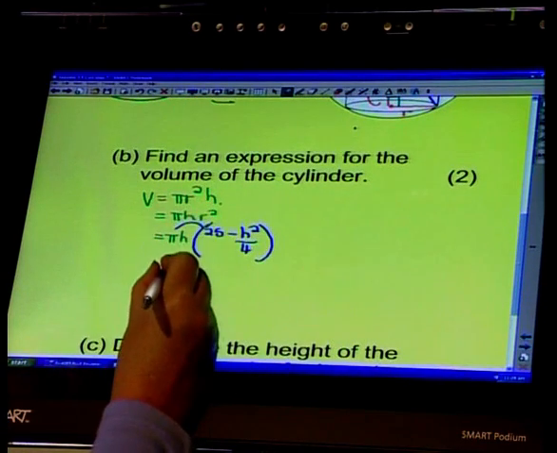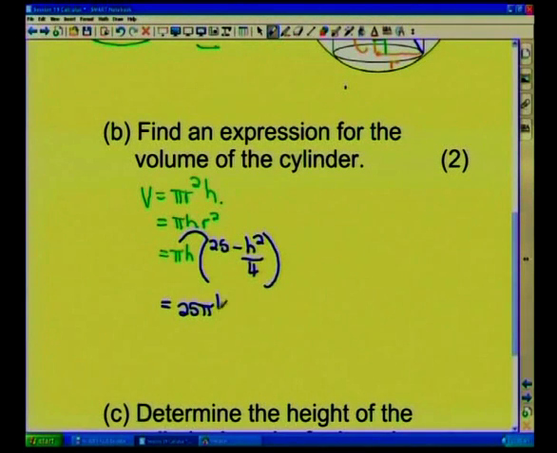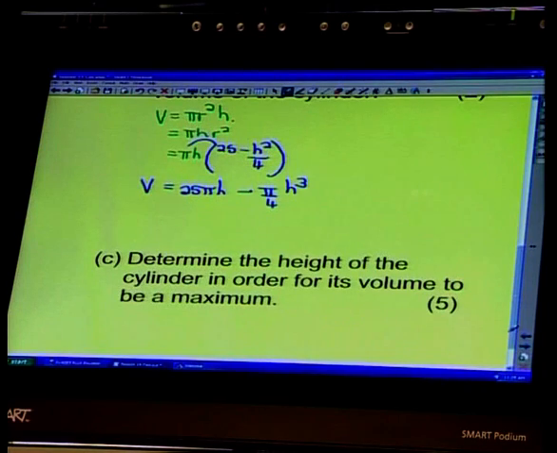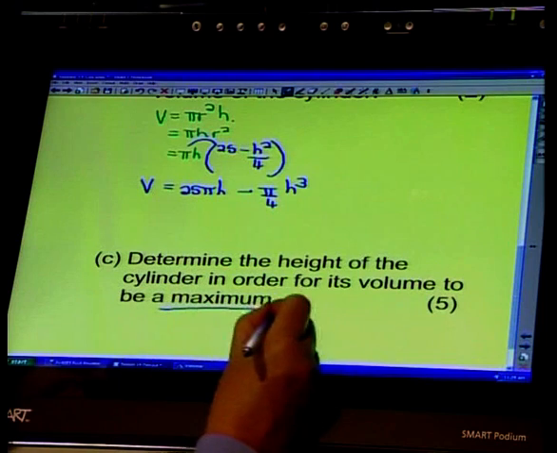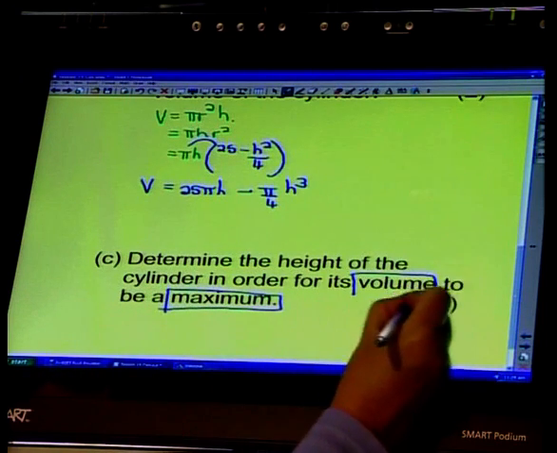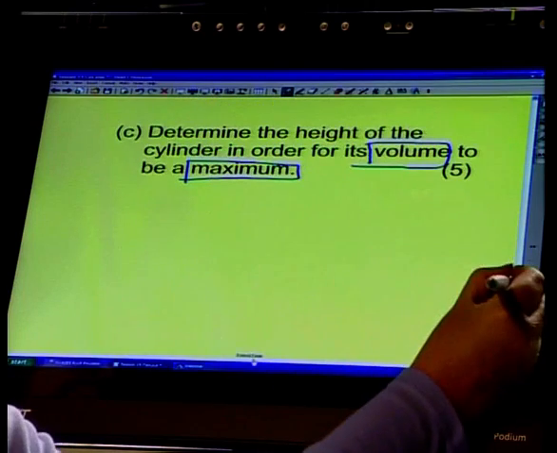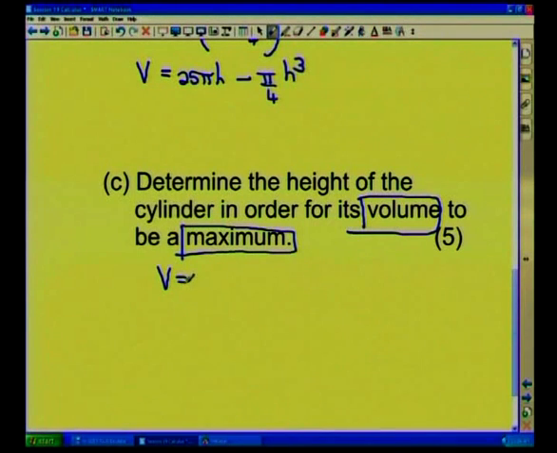So now we multiply this in, and we're going to get 25 pi h minus, and if we multiply that in there, pi over 4 h cubed. That would be their volume in terms of h. Not that they mentioned that, but we can do it just to show you how it's done. Right, let's go on down here. It says determine the height of the cylinder in order for its volume to be a maximum. Okay, so we've got the volume in terms of h, so let's work in h. It was a good idea that we did what we did. Let me keep that there so we've got the equation handy: the volume is equal to 25 pi h minus pi over 4 h cubed.